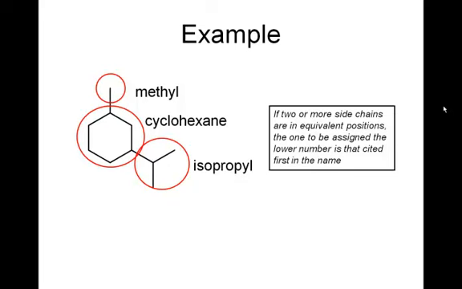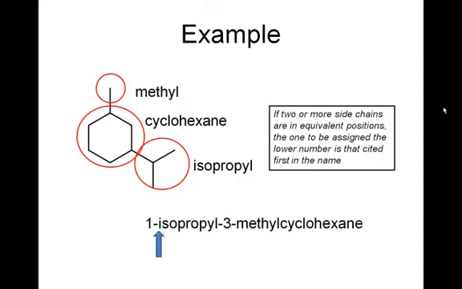And remember, if you have 2 or more side chains in equivalent positions, the one assigned the lower number is the one cited first in the name. The one cited first in the name will be the one that's first alphabetically. Is isopropyl going to be before or after methyl? Well, remember that we do alphabetize the iso, so we look at the iso, not the propyl, when we put these groups in alphabetical order. So this is going to be 1-isopropyl-3-methylcyclohexane. And we alphabetize according to the I, not the P.